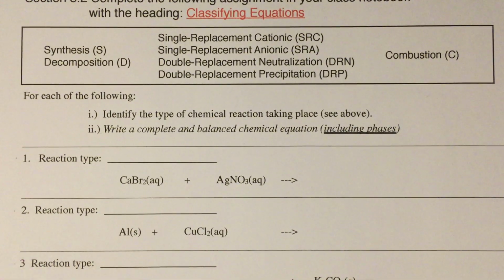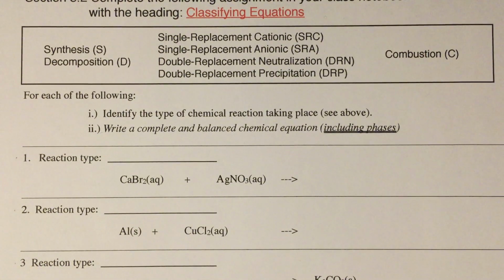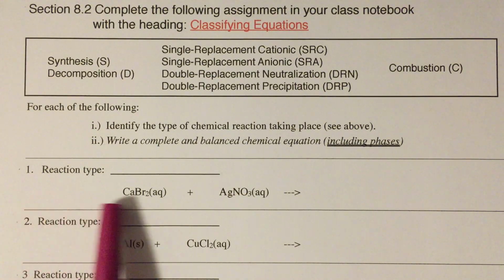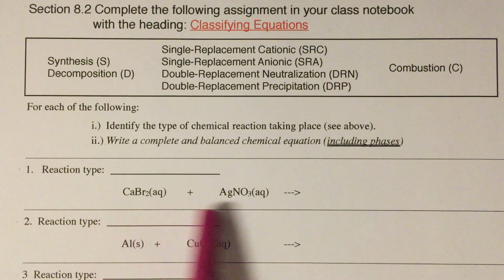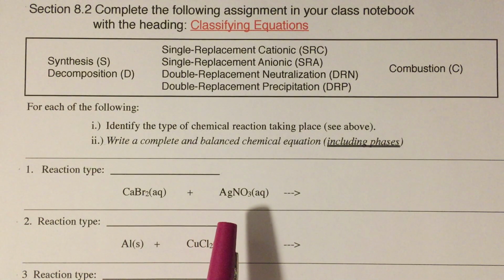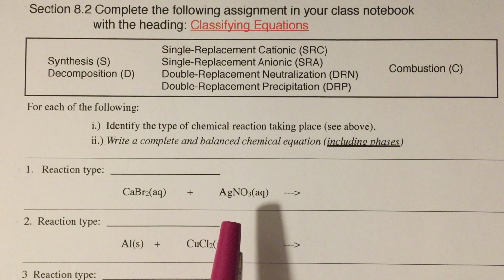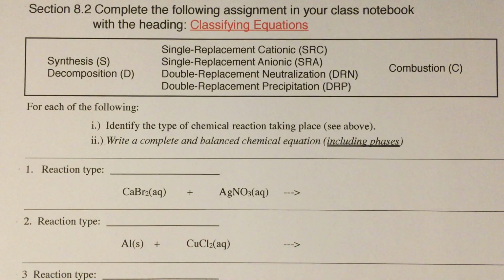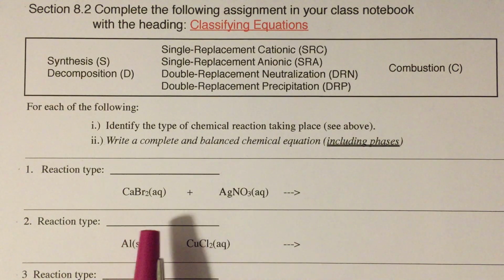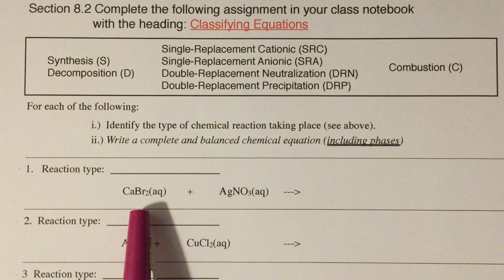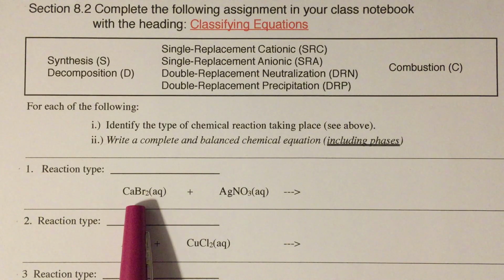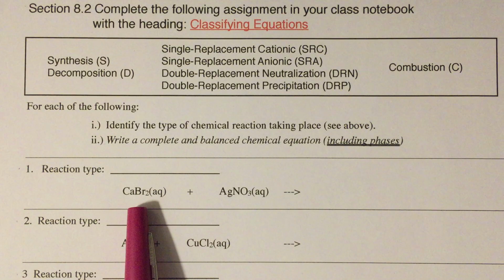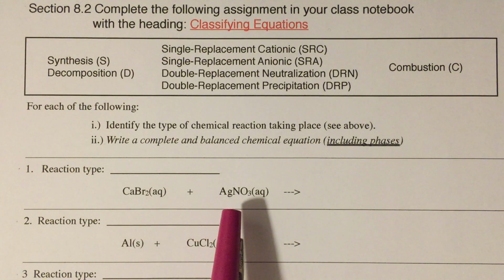So what we're going to do is a few questions from this assignment. So we'll start with number 1 here. The first thing you should do when you're doing these problems is classify and figure out what type of reaction it is, because that will allow you to figure out the missing parts. So for example, in number 1, we have a compound here, calcium bromide, and then we have another compound here, silver nitrate. So we have 2 reactants and they're both compounds.